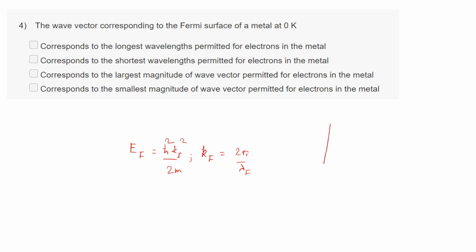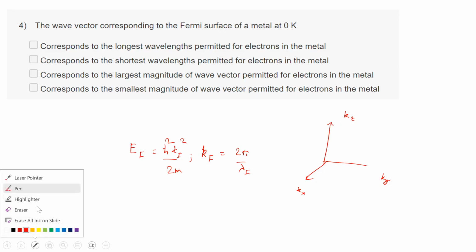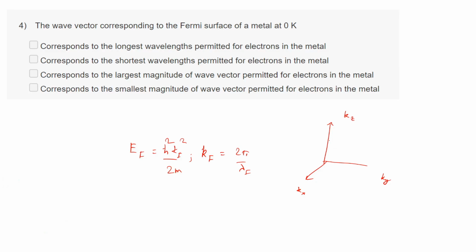So this corresponds in the k space to kx, ky and kz. So it corresponds to the longest wavelengths permitted for electrons in a metal. Okay, so this is your Fermi sphere, and kf is inversely proportional to lambda f.